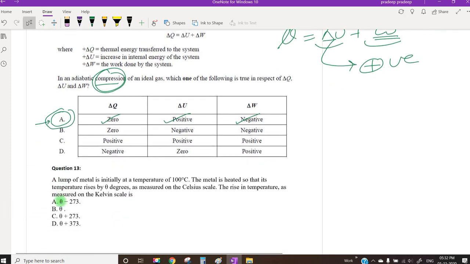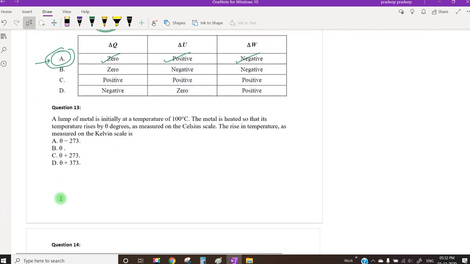Okay, question 13. Smira, what's your answer? C, theta plus 273. Okay, and Vaibhav? I got D. Somil, what's your answer? Same, D for Delhi. All right, Sheldon. For question number 13, I got it as C. Okay, so let's go one by one. Smira, please explain your logic.